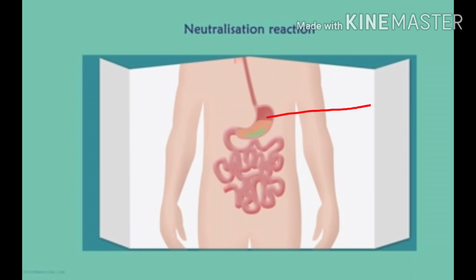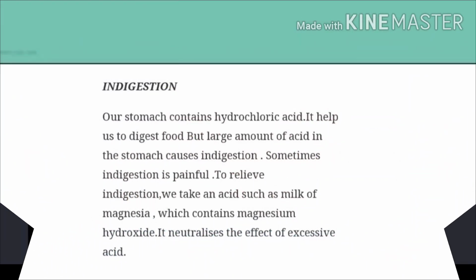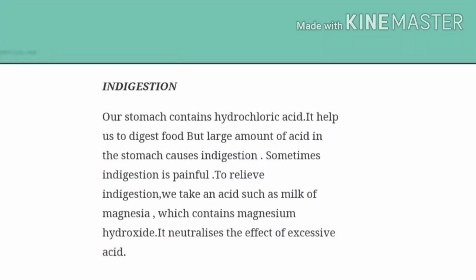And you must have noticed whenever we suffer from acidity, we take some basic substance like milk of magnesia, or you might have heard of Eno. So what are all these things? These are basic substances or alkalis which neutralize the acid that is produced in the stomach.